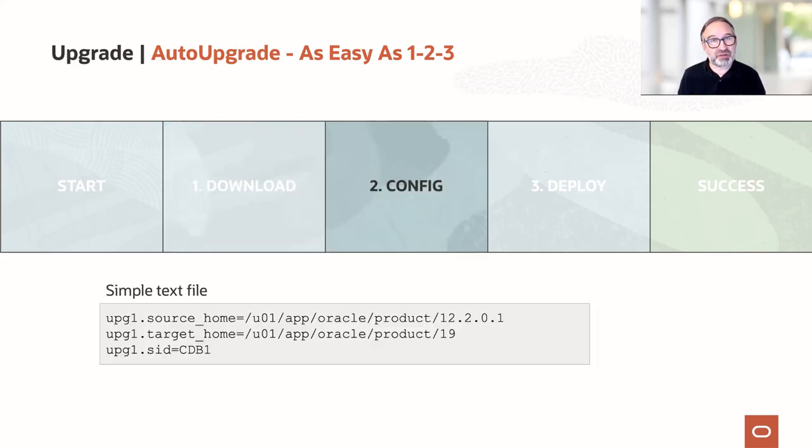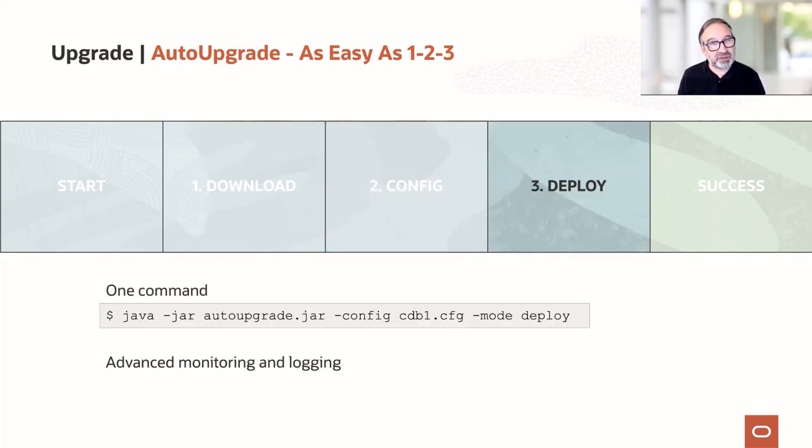You create a config file. This is the minimum version we need. It has the SID in the last line, the source and the target home, and that's it. Then you kick it off with deploy. So java -jar autoupgrade.jar, you pass on your config file, and then you say -mode deploy. And this runs upgrade from analyze to prefixups to upgrade to post upgrade steps.